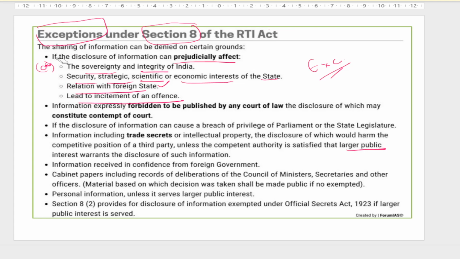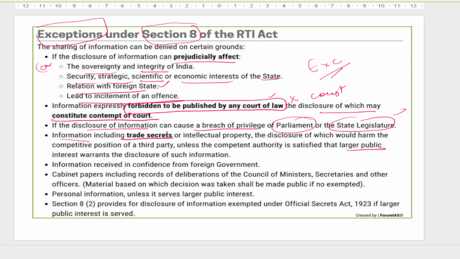Then information which is expressly forbidden to be published by any court of law, the disclosure of which may constitute contempt of court. So if it is forbidden by a court of law or disclosure constitutes contempt of court, then it cannot be disclosed under section 8 of the RTI Act. Now, if disclosure of information can cause breach of privilege of parliament or state legislature, then it cannot be disclosed.